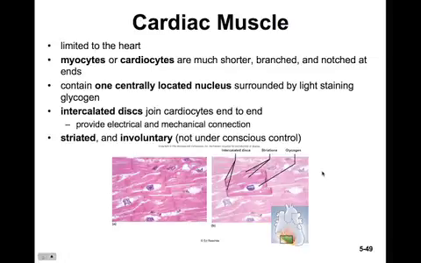So the big difference between skeletal muscle and cardiac muscle is that cardiac muscle has branched cells, they have one nucleus, and they are involuntary, whereas skeletal muscle has multiple nuclei. They're much larger, they're not forked, and they are purely voluntary.